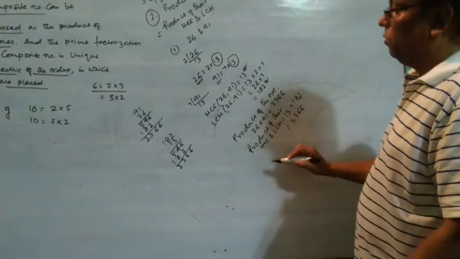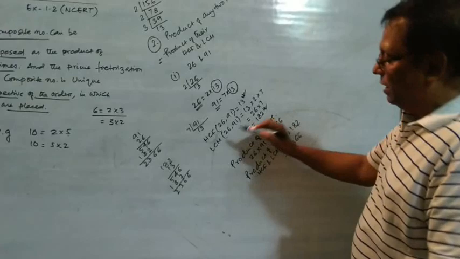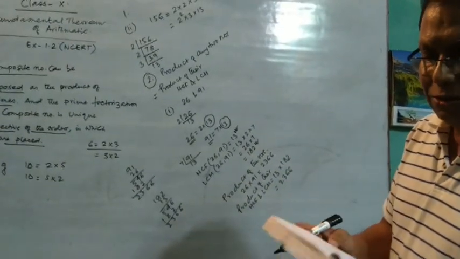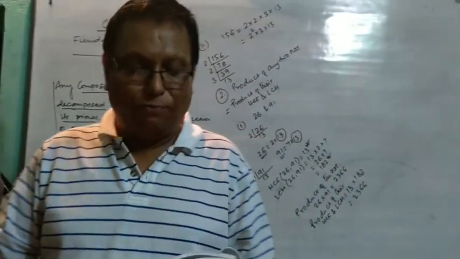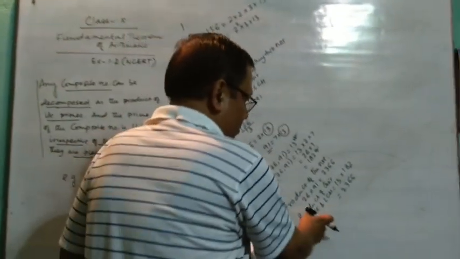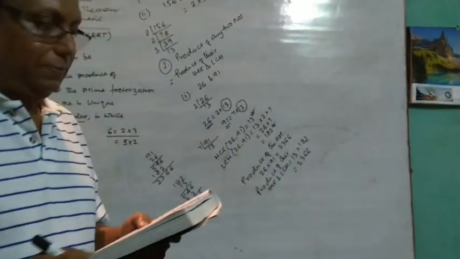2366. Therefore, the product of the two numbers is equal to product of their HCF and LCM that we have shown. Fine, we have calculated HCF and LCM by prime factorization method, and then we have shown that the product of their HCF and LCM is equal to product of the numbers itself.